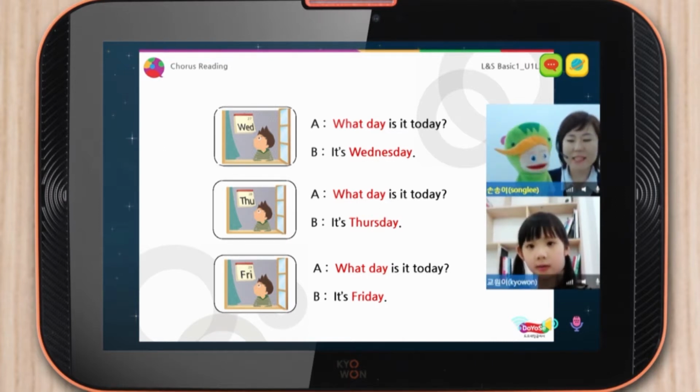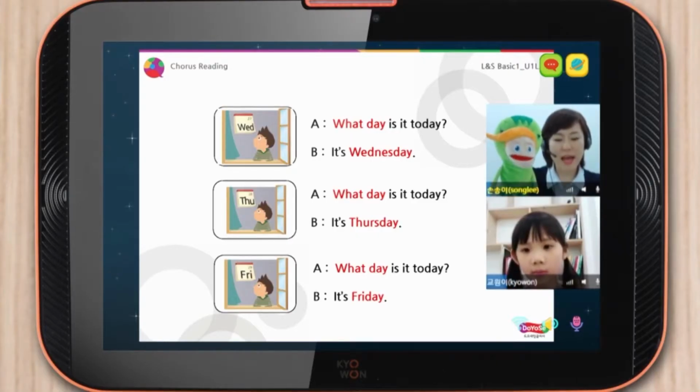So this is listen and repeat. So the teacher will say first, and then the student will follow what the teacher said. What day is it today? It's Friday. Friday.